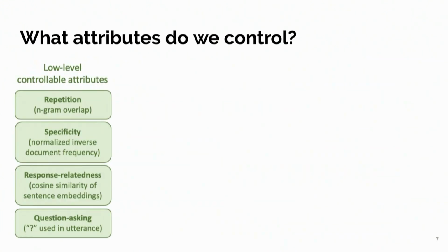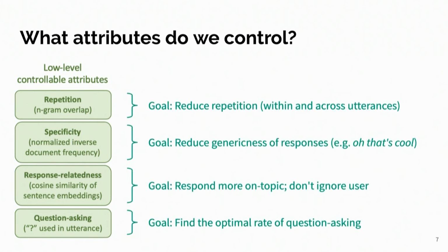Remember I said that we wanted to control several attributes of the generated text. Here are the four things that we tried to control. Firstly, we want to control the level of repetition, and our main goal here is to try to reduce the level of unnecessary repetition in our bot. Secondly, we want to control the genericness versus the specificness of what we're saying. When I say genericness, I mean saying things like, oh, that's cool, which are very generic responses that you can say in many different scenarios.